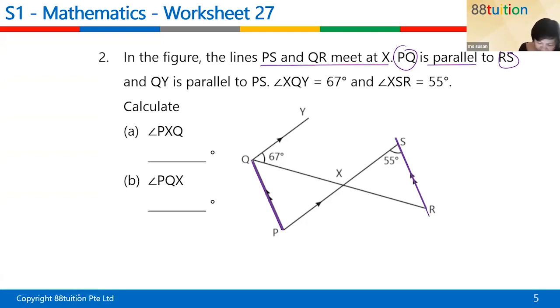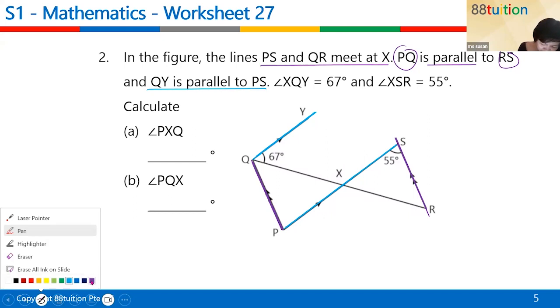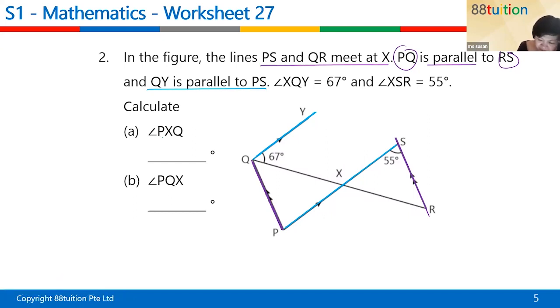QY, another pair of lines, QY and PS. So QY is here, PS is here. So these are parallel lines, right? And they give you these two angles of 67 and 55. He wants you to calculate this angle called PXQ. So P, X, and Q refer to this angle. All right, let's take a look at how we can go about this.